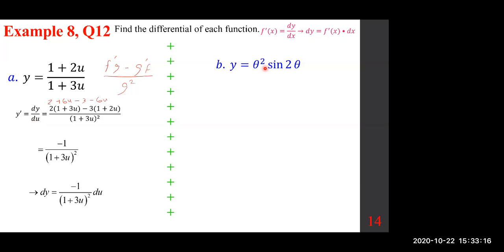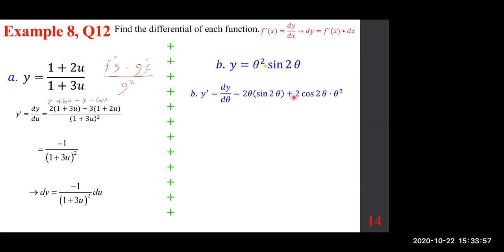Now, what about this one? You use the product rule, so you can put a raised dot in between if it's helpful. We are differentiating, which means we are finding y prime or dy d theta. Theta squared gives you 2 theta times sine 2 theta. Sine 2 theta gives you cosine 2 theta times 2, times theta squared. I hope you see what happens.